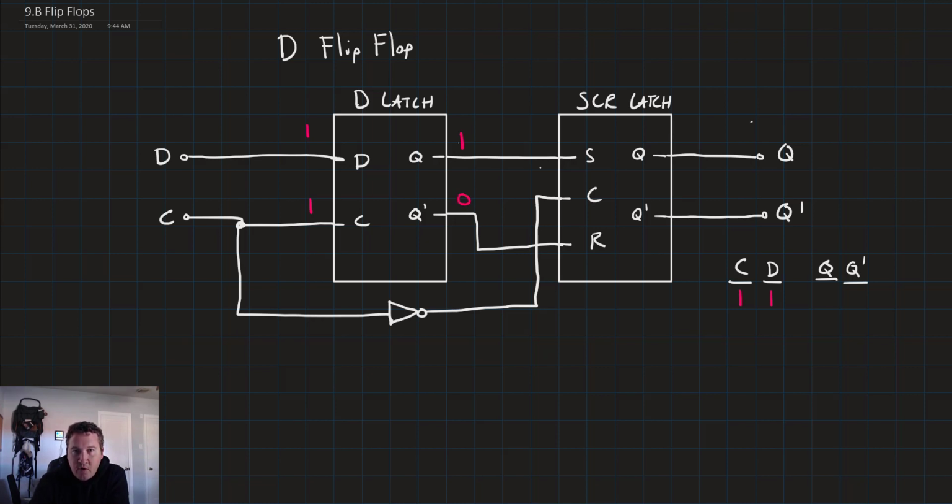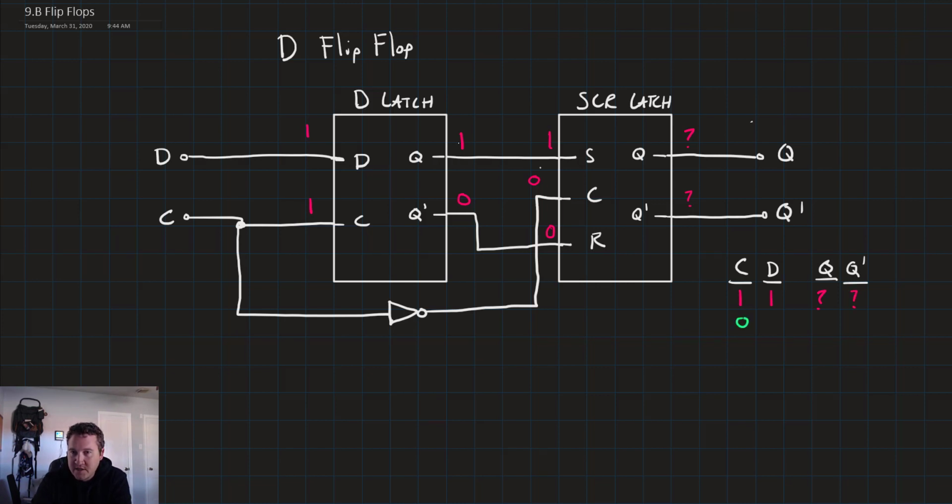And that 1 and 0 become 1 and 0 on the S and R inputs of the SCR latch. But C is equal to 1, and after it passes through this inverter, that means there's a 0 on the C input for the SCR latch, which puts the SCR latch in its no change condition. So that means that the outputs at this point in time are undefined. We actually don't know what those outputs are.